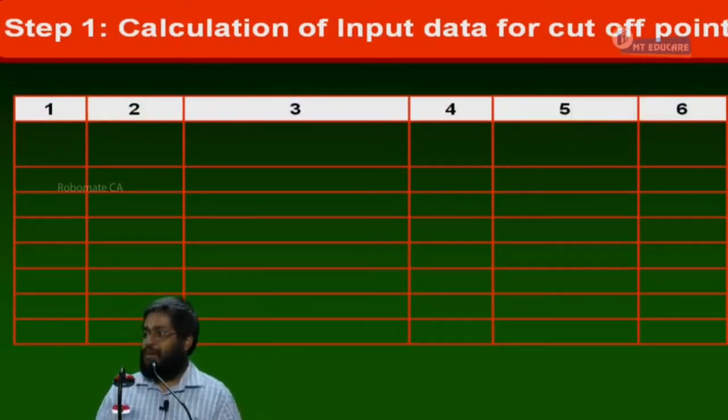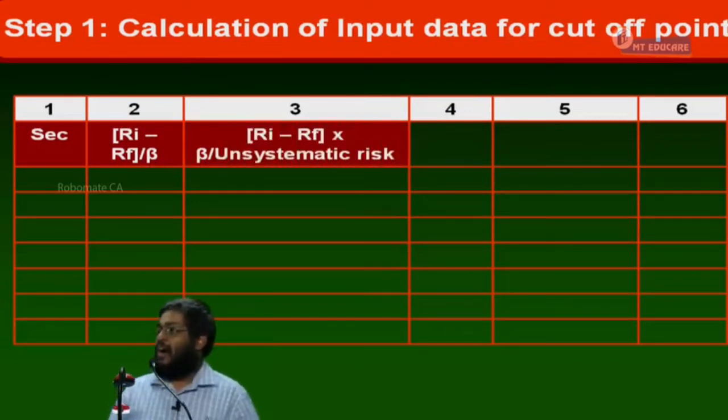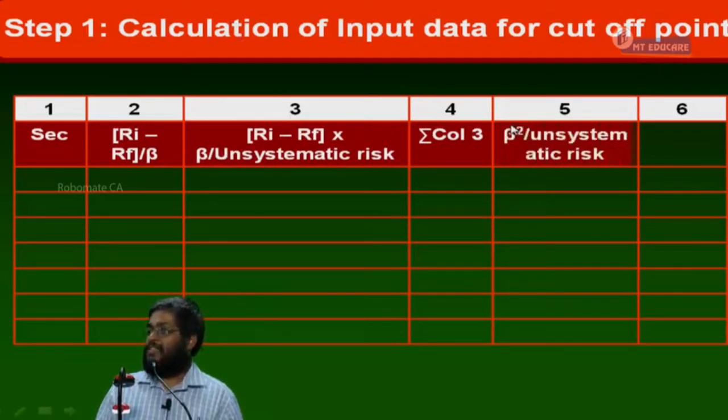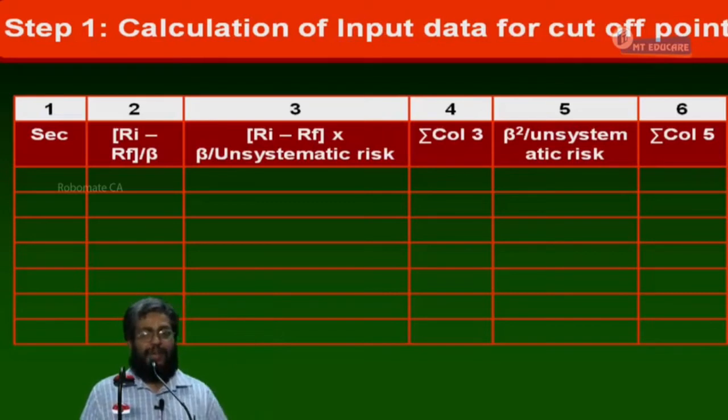These are all the column numbers. Security, then RI minus RF divided by beta. What is its meaning? Reward to volatility ratio. Next is RI minus RF into beta divided by unsystematic risk. Next is sigma of column 3. Next is beta squared divided by unsystematic risk. Sigma of column 5. We'll do it now, and later we can see from the formula why this is input data.